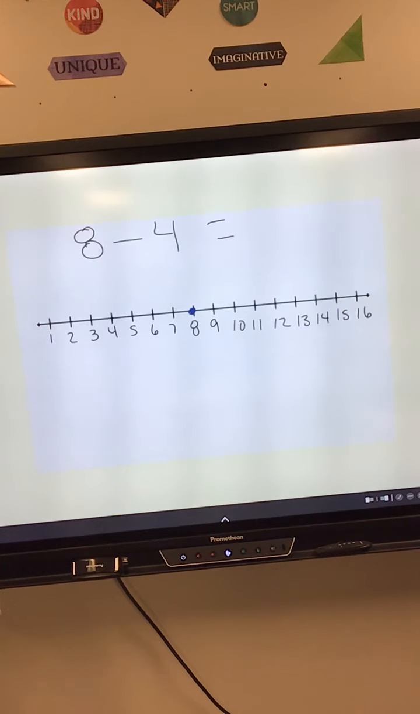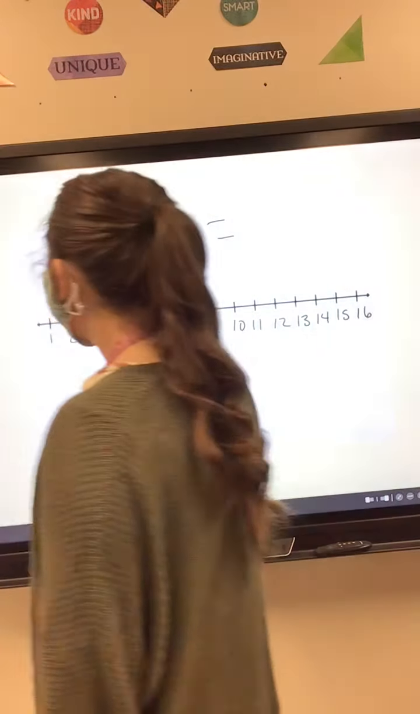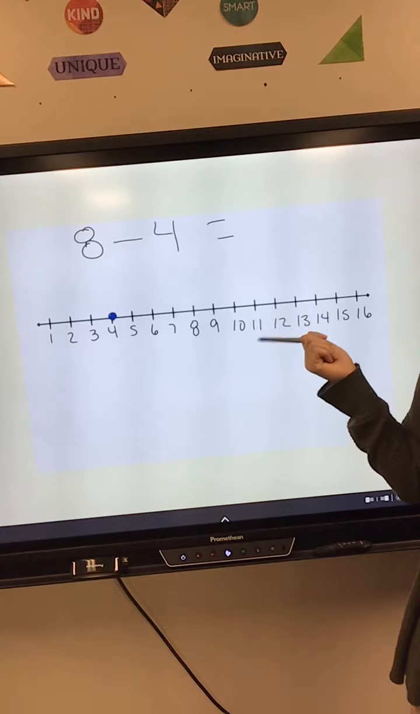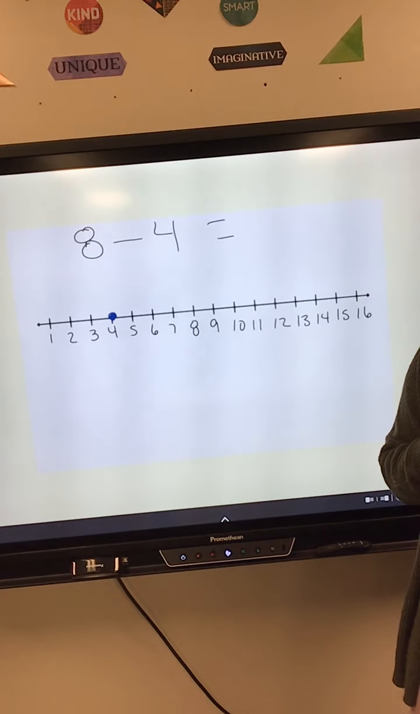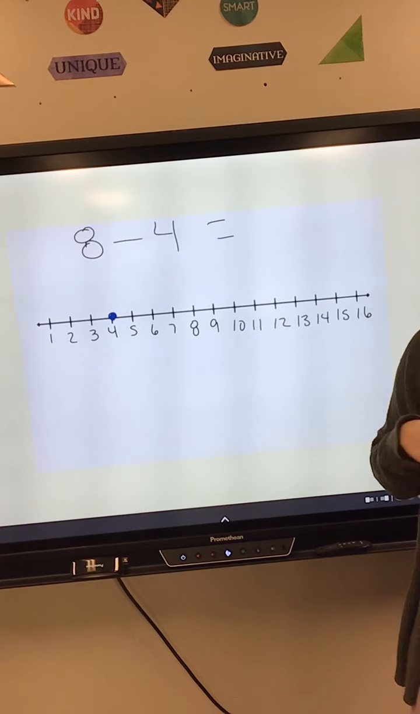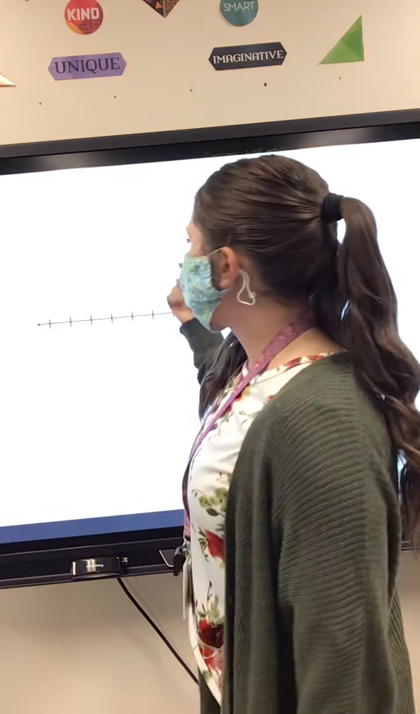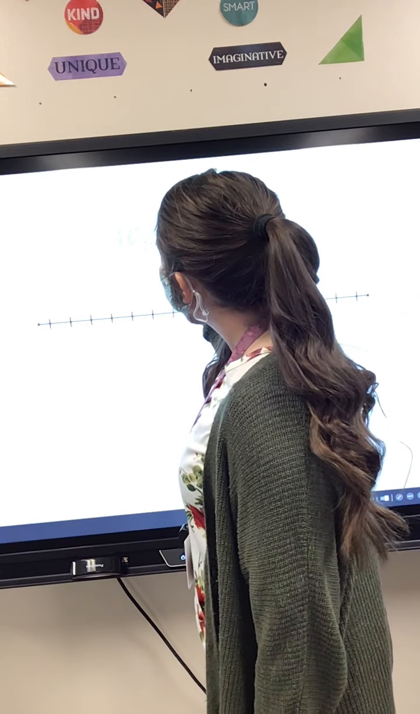Some people said they wanted to start at 4. If we start at 4, why do you want to start at 4? Layla. You can go up 4. Okay, let's try it with a different number. What if our equation was 15 minus 5?